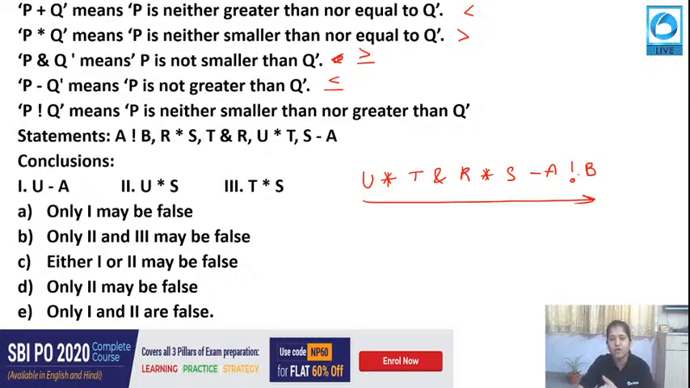So, if you combine all three statements, you will get this single statement. And what is the meaning of the symbols? This is less than, greater than. Ye to aap sabko pata hai. P is neither smaller than nor greater than. That means this has to be equal to.